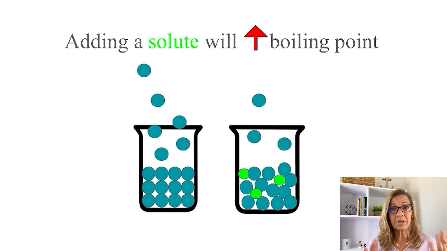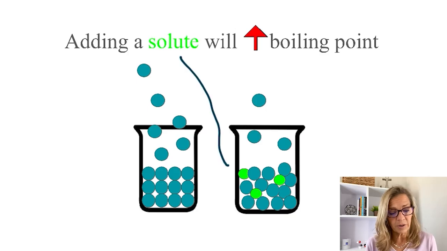Let me show you how to predict what would happen with that. Similarly, if you add a solute to a solvent like water, it will increase the boiling point. Okay, so freezing points get reduced, but boiling points get increased. And you see what's going on here.